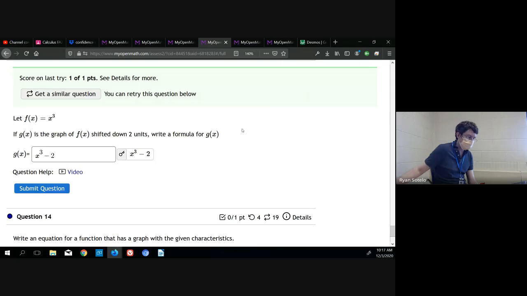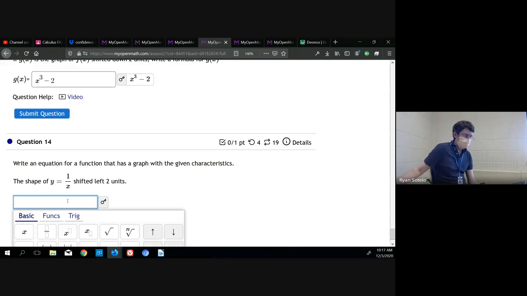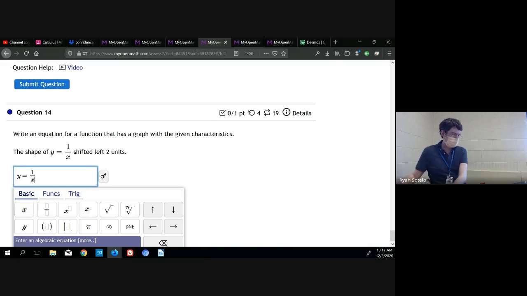Okay, I'm gonna take them both. Last one. This is horizontal, right? So to go left 2, I'm going to do it to the x.